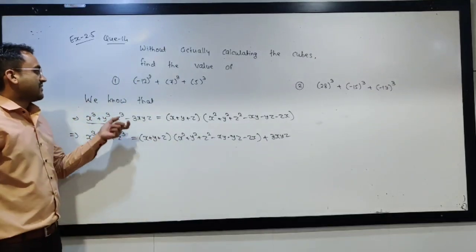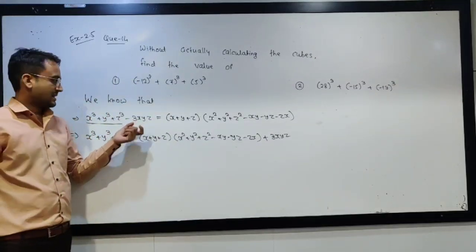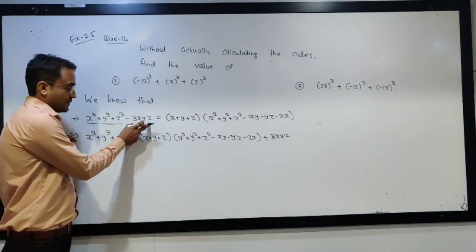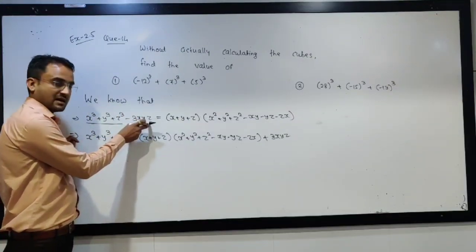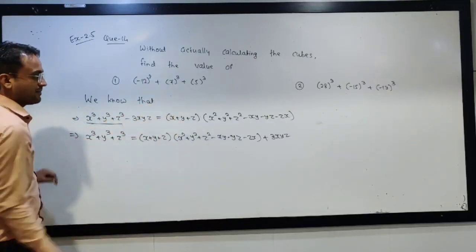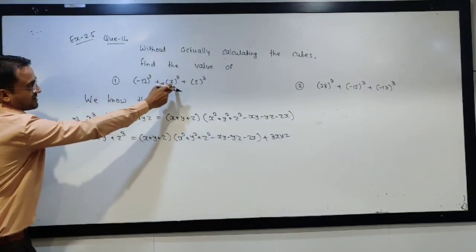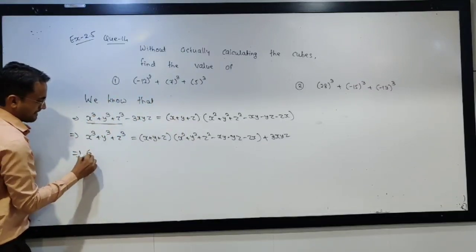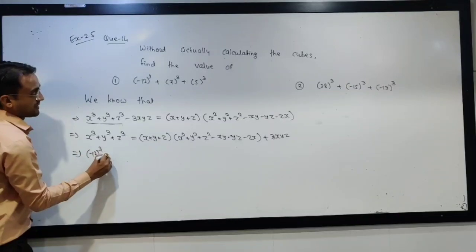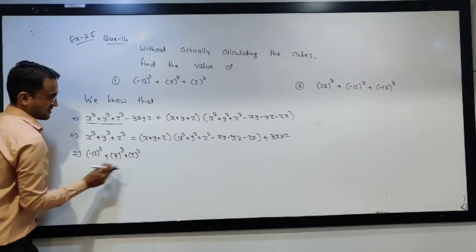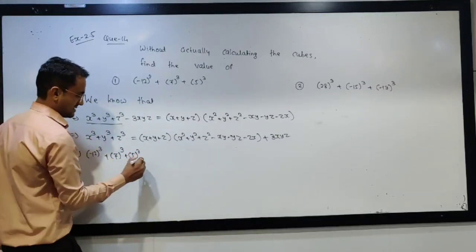What I have done, first of all, I have written the identity. I want to find this much only, so I don't need this left side, so it will go that side. It will become plus. So now I will put the values here. x means 12 cube, 7 cube, and 5 cube. What is the answer? Answer is this.